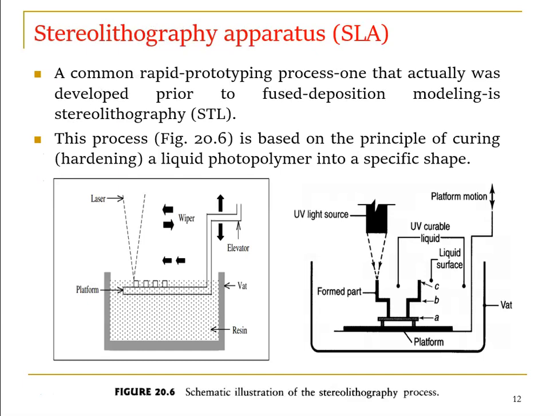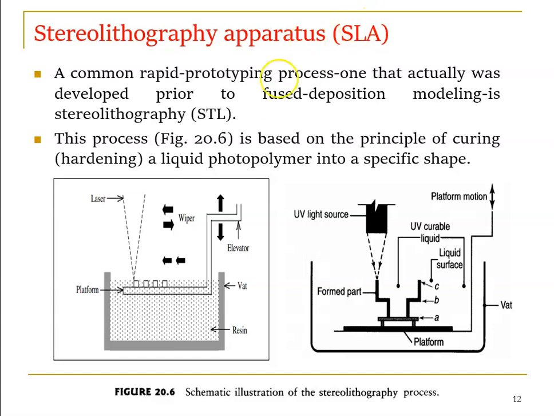Right, so this is solid based RP. Now we are going to see liquid based RP. One example is the stereolithography apparatus, generally we say SLA. Previously we saw fused deposition modeling, FDM. Now we are going to see stereolithography apparatus, SLA.